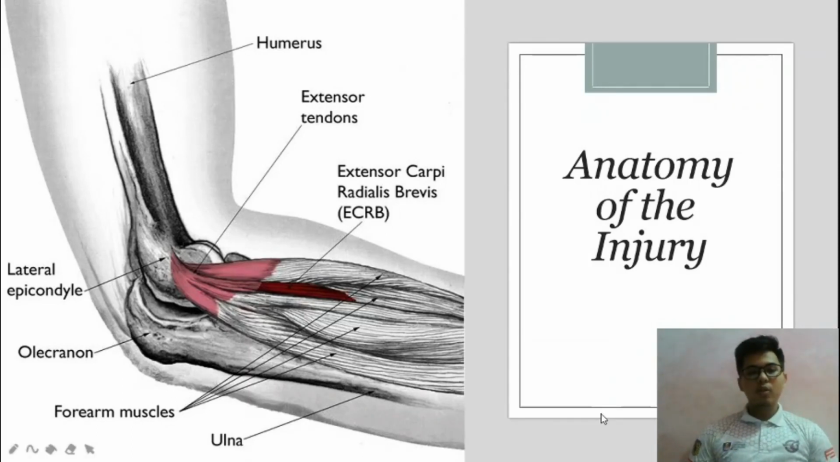The tendons that connect both bones and both muscles at the upper part and lower part are called the extensor tendons. As we can see here, the extensor carpi radialis brevis, or ECRB for short, is usually the part where the athletes get affected and the pain occurs.